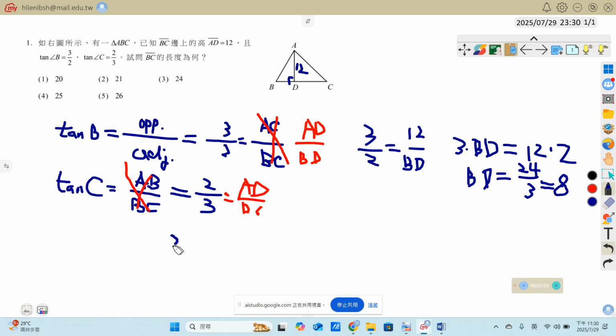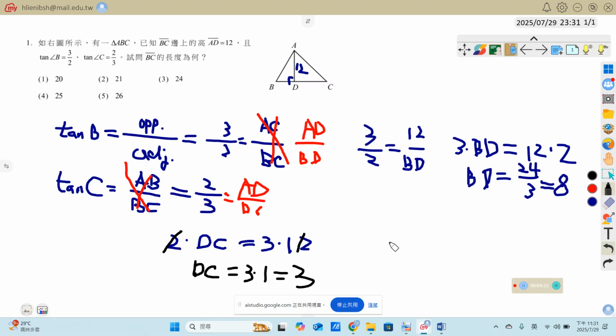Perfect. BD equals 8. Now, let's solve for DC using the equation for tan C. 2/3 equals 12 over DC. DC equals 3. Be careful with your cross multiplication here. It should be 2 multiplied by DC equals 3 multiplied by 12. Can you recalculate DC from that?